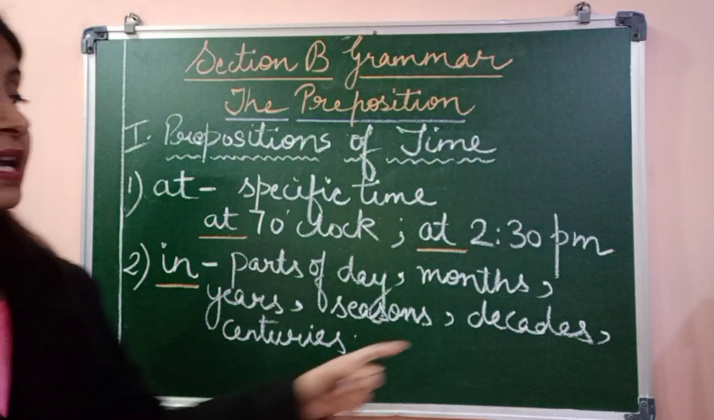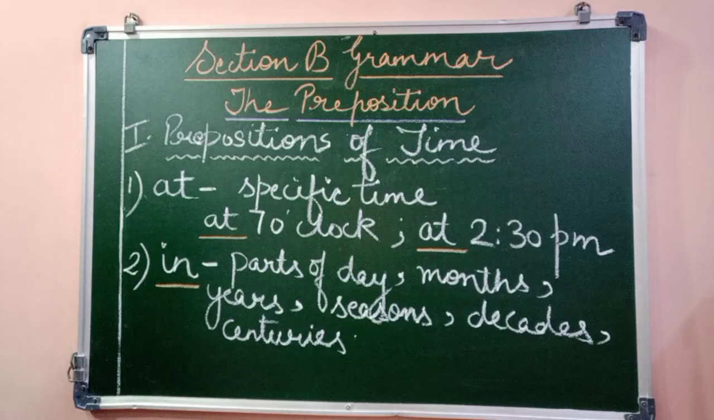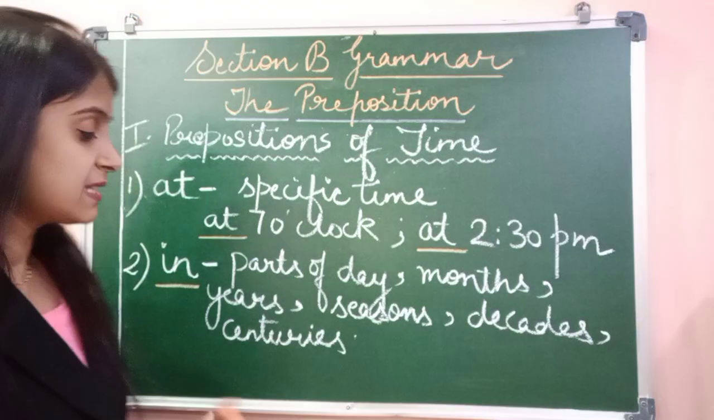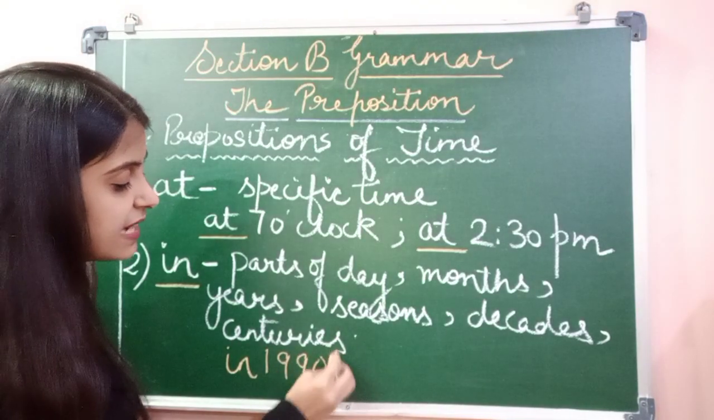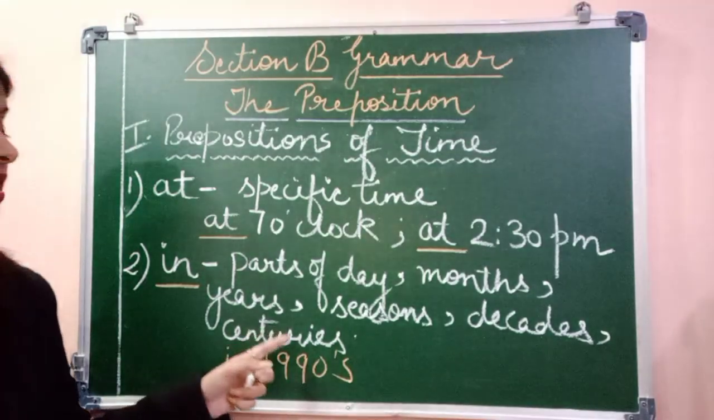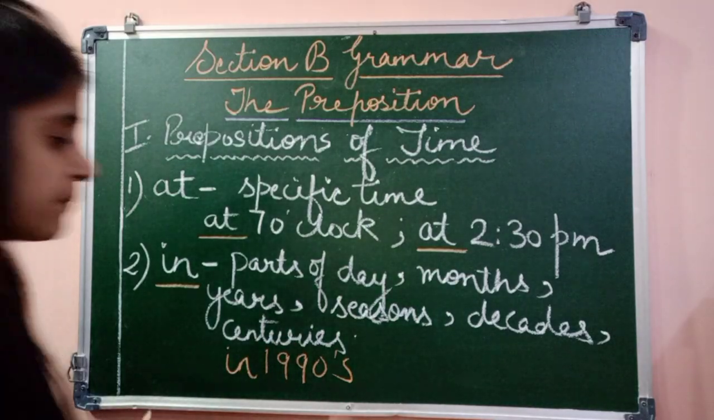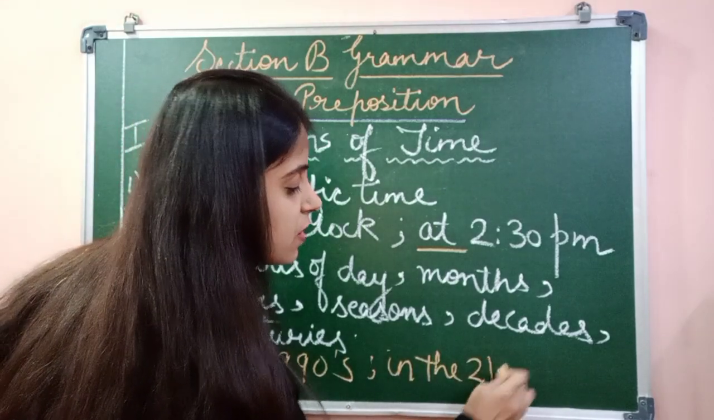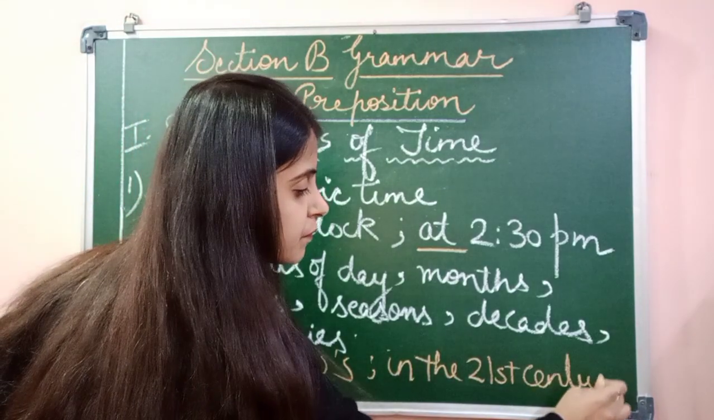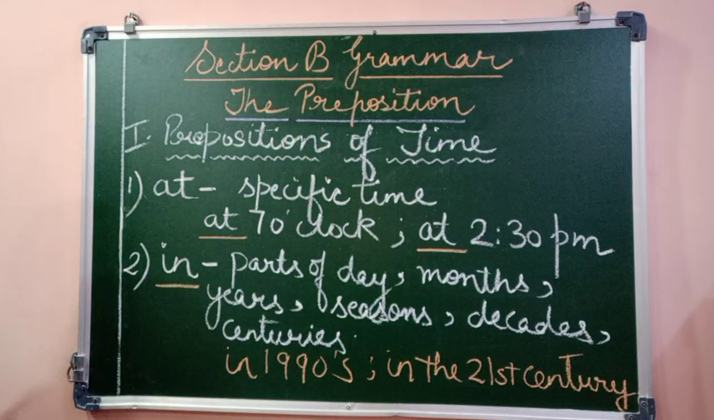Then it is also used with decades. Now what do you mean by decades? Decades means a period of 10 years. For example, you can say in 1990s. And it is also used with centuries. For example, you can say in the 21st century. So with these things we use preposition in.